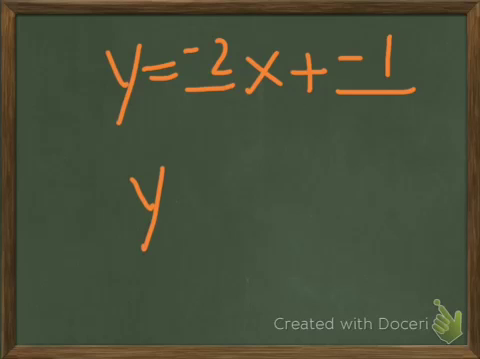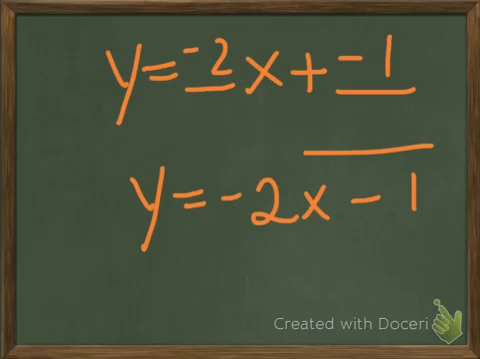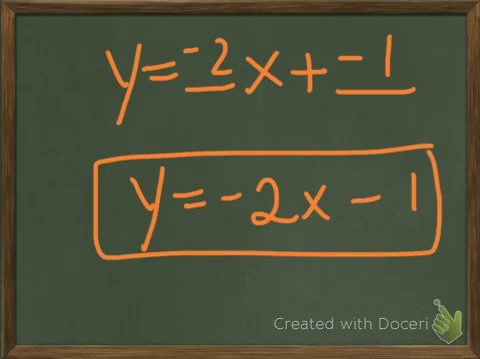We always want to do pretty work, so we're going to rewrite that in pretty form as y equals -2x minus 1, and that's our answer.